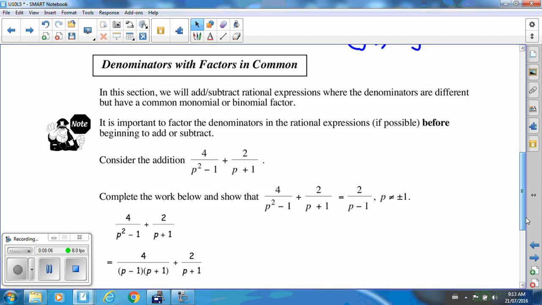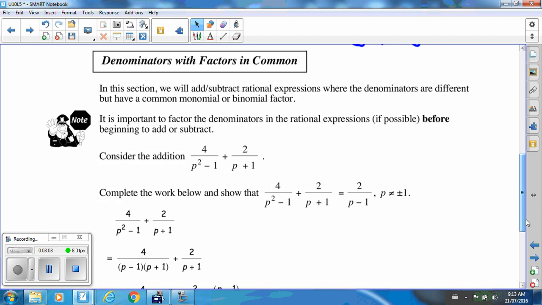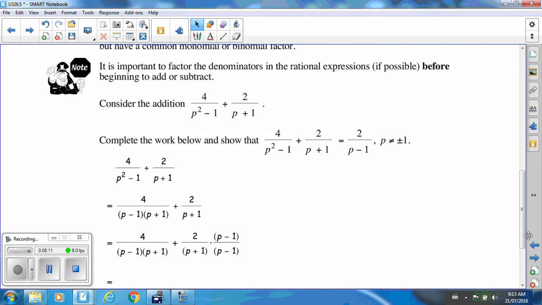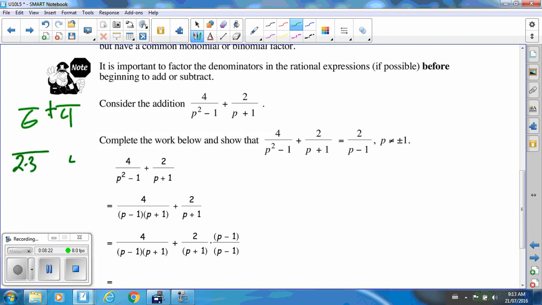When we have denominators with common factors, my first step is always to factor. Remember we did that when we had something like 6 times 4, I said, or something like that. I said, well, that 6 is really 2 times 3, and the 4 is really 2 times 2. And I can see that they have that common factor. Here we're going to do the same thing. But what I do is I'm going to take this 4p squared minus 1. They've already done this here. I'm going to factor that, and that factors to p minus 1, p plus 1.